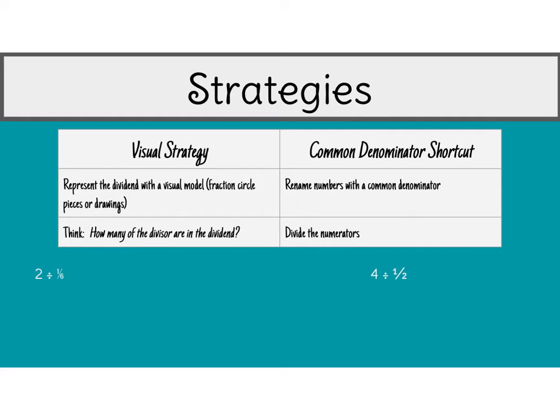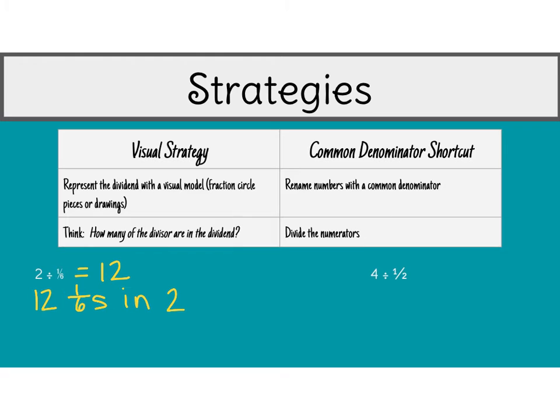So let's take a look at the first problem here, 2 divided by 1/6. If I were going to use the visual strategy, I might think that there are 12 1/6s in 2. So 2 divided by 1/6 is going to equal 12.